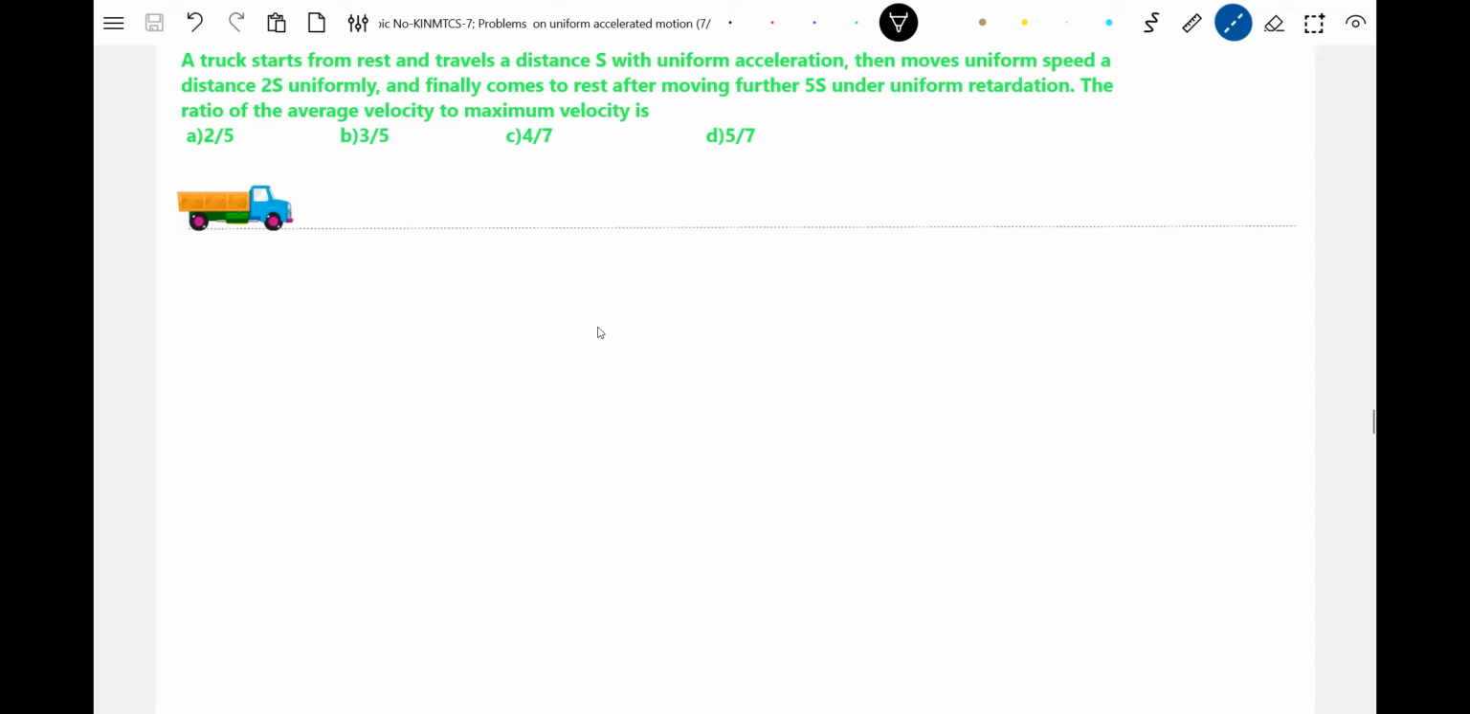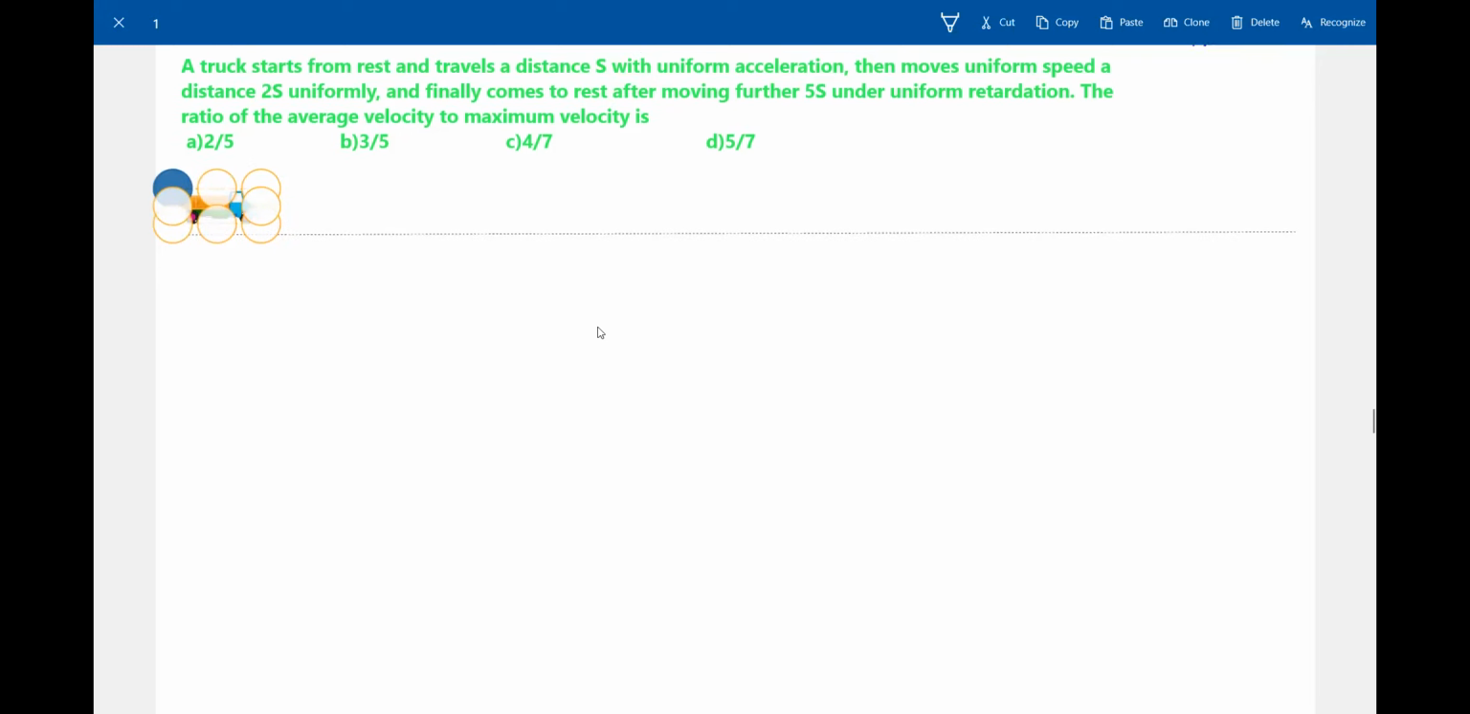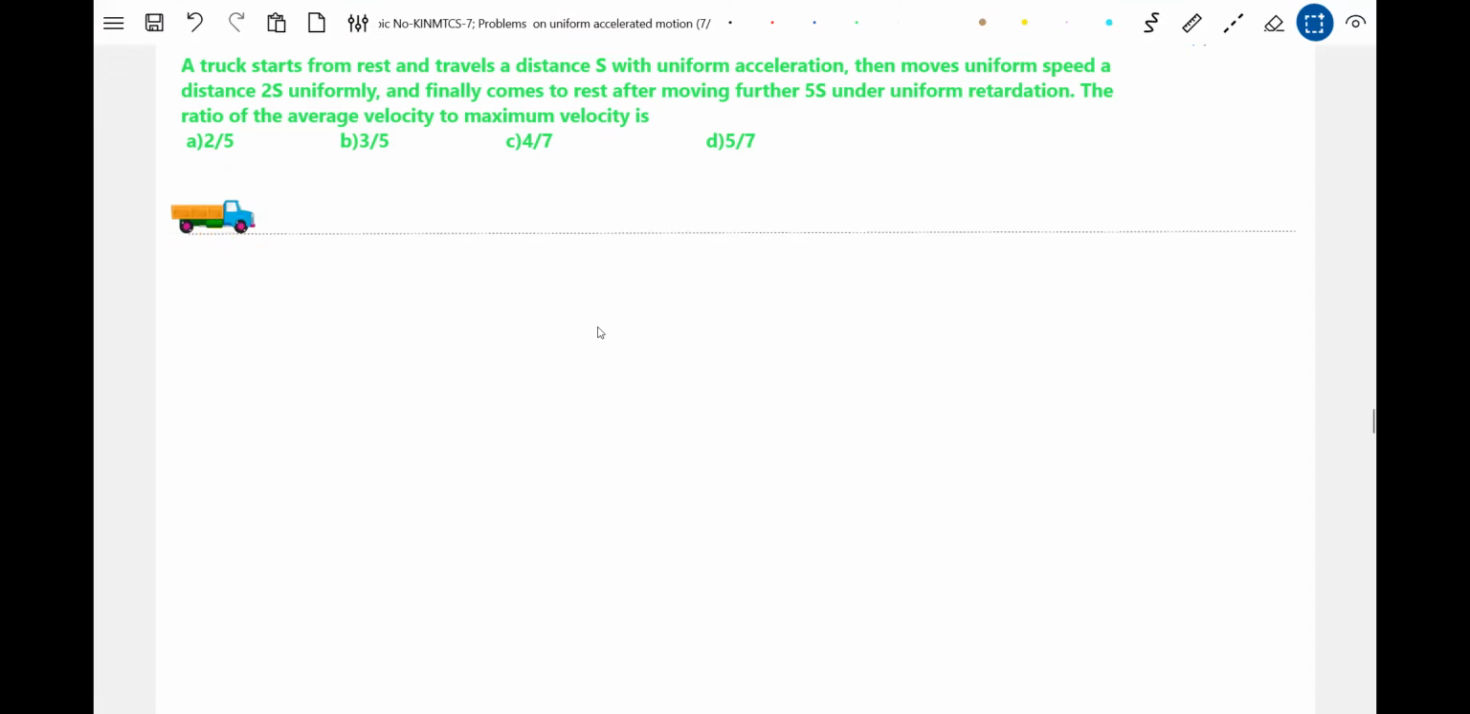Truck moves with uniform motion. Let me make it small so that we can easily accommodate. The truck starts from rest and travels a distance with uniform acceleration.